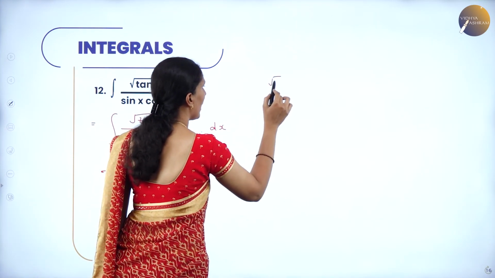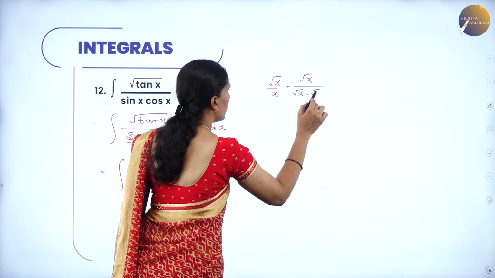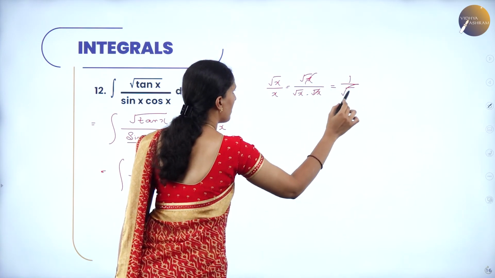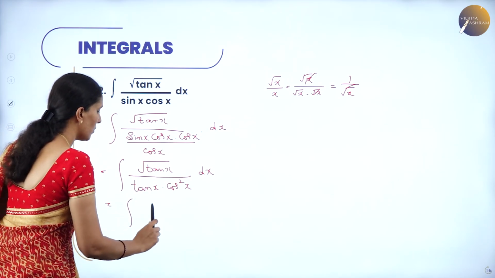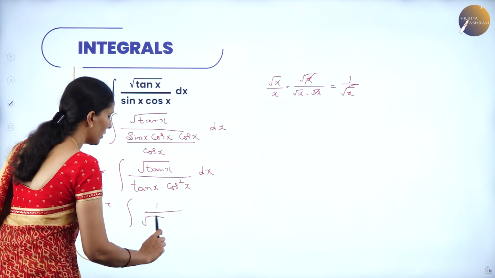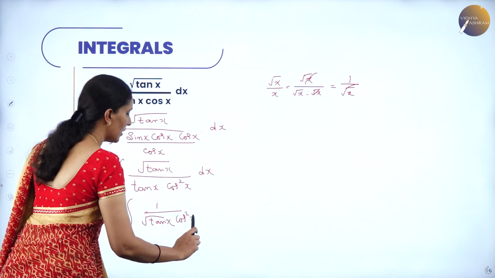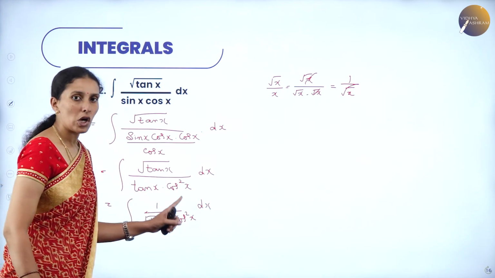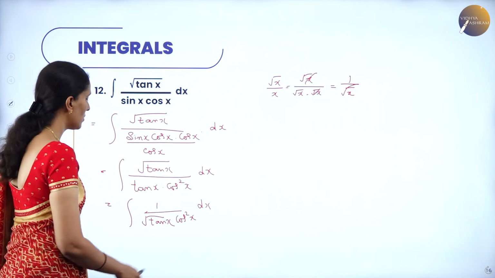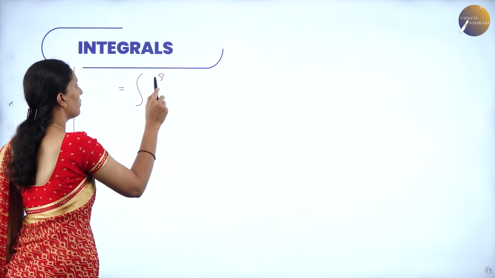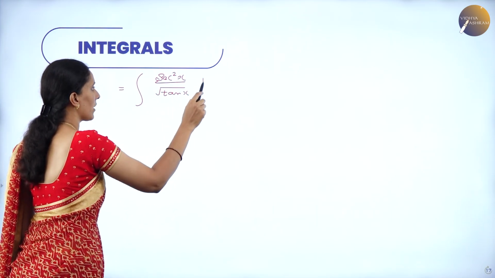So when you have anything like root x by x, x can be written as root x into root x. So it cancels, and I can write it as 1 by root x. Therefore when you have root tan x by tan x, I can write this as 1 divided by root tan x. So here I have cos square x dx. What is 1 by cos x? It is secant x. So 1 by cos square x can be written as secant square x. So therefore this becomes the integral of secant square x divided by root tan x into dx.